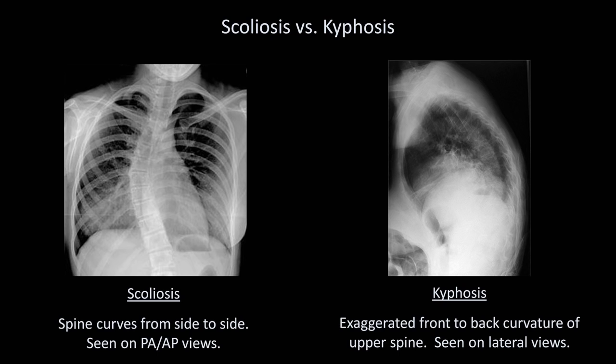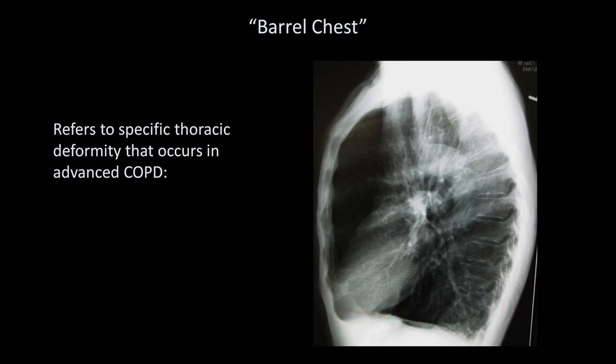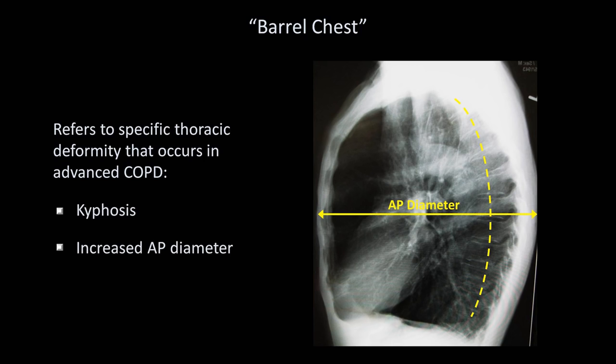A specific form of kyphosis is seen in the barrel chest deformity, which can occur in advanced COPD. This consists of the combination of kyphosis and an increased anterior to posterior diameter of the thorax. When the AP diameter of the thorax approaches that of the side-to-side diameter, the thorax begins to resemble a wooden barrel from the outside. Although it's not explicitly part of the barrel chest phenomenon, you can also appreciate the flattening of the diaphragms this patient has from his COPD.